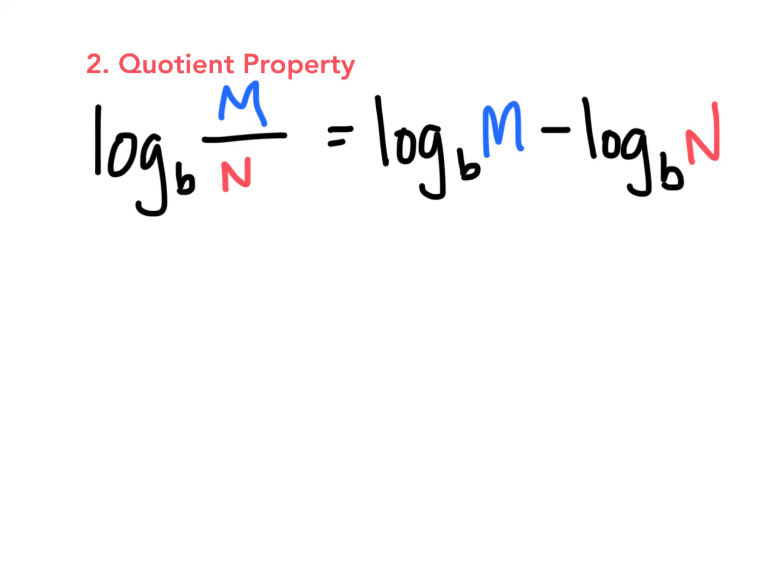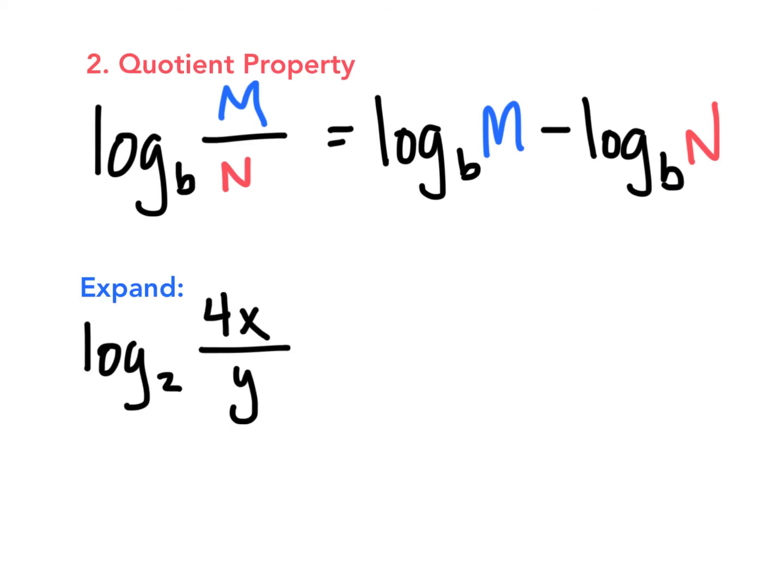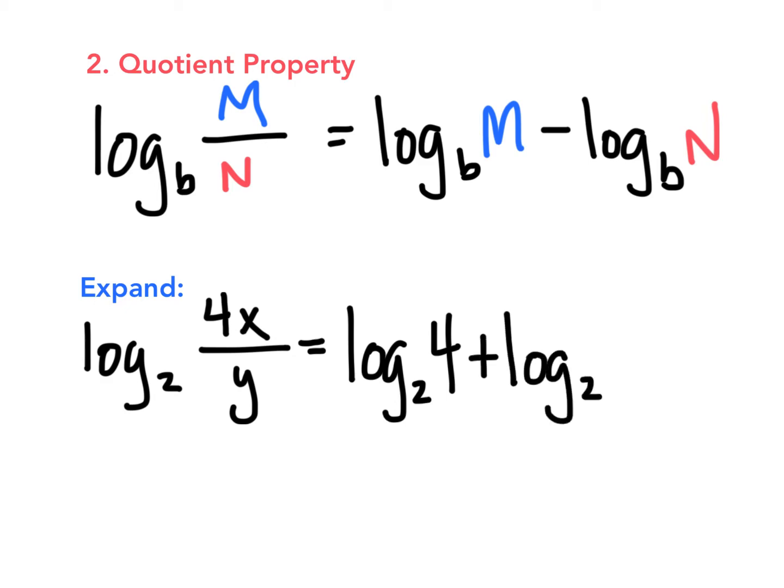So let's try that. In the last example we condensed. This time we're going to go the other way and expand this out as far as it can go. We have log base 2 of 4x over y. Well, first let's break down the numerator. That'd be log base 2 of 4, and since it's being multiplied by x, we're going to say plus log base 2 of x. And then since the y is in the denominator, we will subtract log base 2 of y.